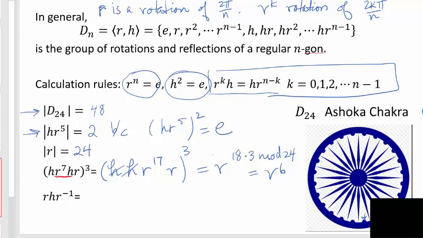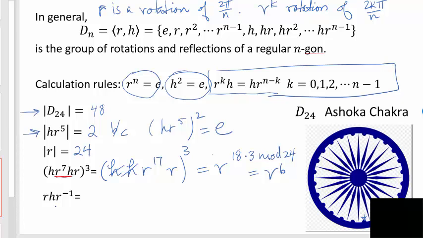We always want the answer to be written like one of the elements in the group. H is on the left if there is one, or a power of R, where the power is less than 24.